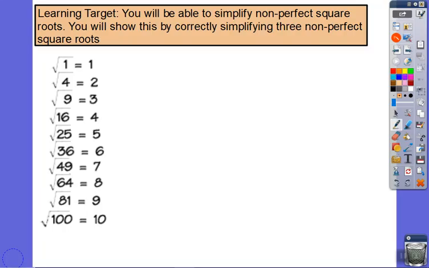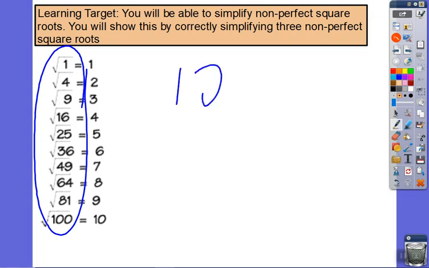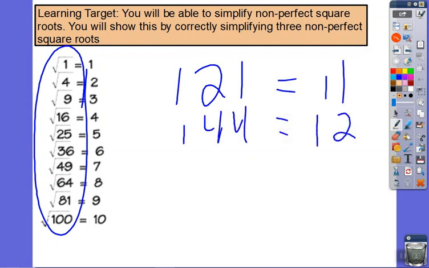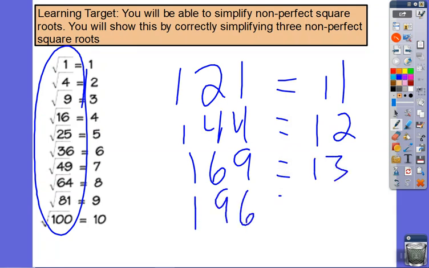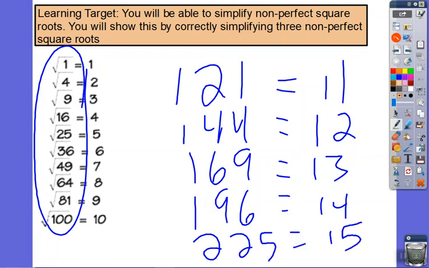So it's very important that we know our perfect squares here, the 1, 4, 9, 16, 25, 36, 49, 64, 81, 100. And it might go higher than that. We've got 121 is 11. We've got 144 is 12. We've got 169 is 13. 196 is 14. 225 is 15. And we don't usually see stuff over that.